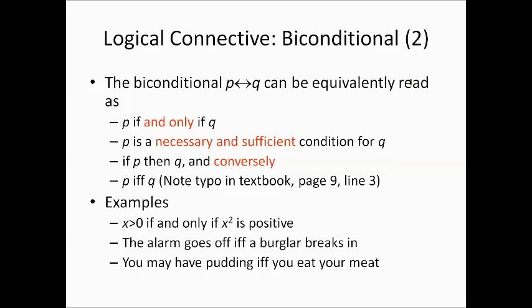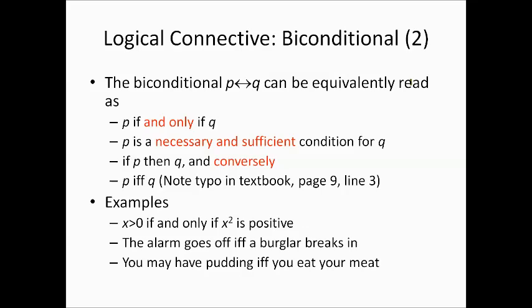The logical connective biconditional, so P, the bidirectional arrow here, can be read as P if and only if Q. P is a necessary and sufficient condition for Q. If P then Q, and conversely, P if Q. Okay, that's how you're going to read the biconditional.